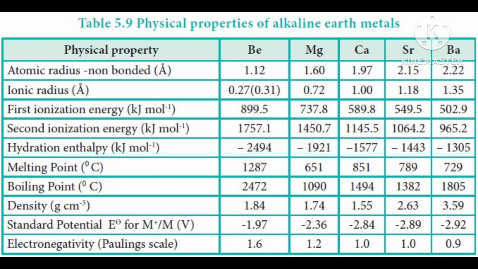The hydration enthalpies of alkaline earth metal ions are larger than those of alkali metal ions. Now you can see here it is group 2, at least in hydration energy it is more than group 1. Thus compounds of alkaline earth metals are more extensively hydrated than those of alkali metals.